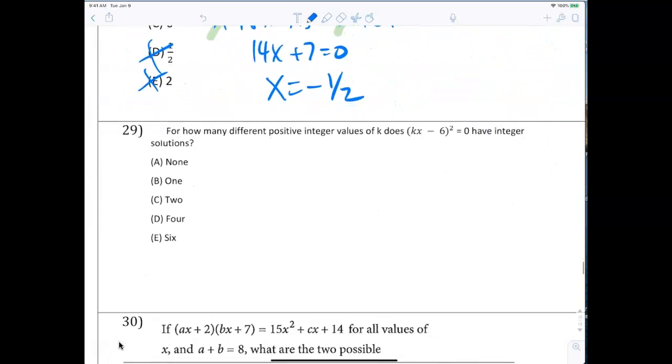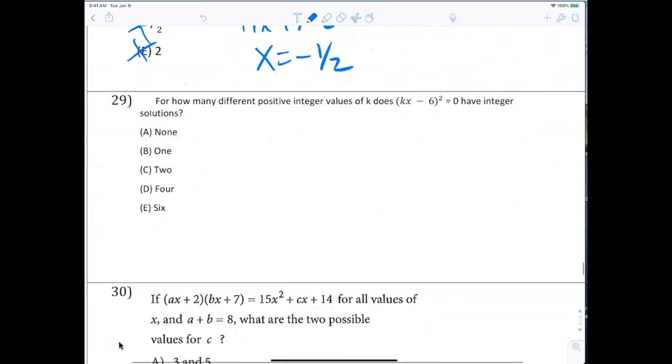All right, here we go. Now look, 29 is kind of a trick question. How many solutions are there? Now most people would say 2 solutions because it is a what? It is a quadratic, and every quadratic has how many solutions? 2, but in this particular case, the solution is called a what?